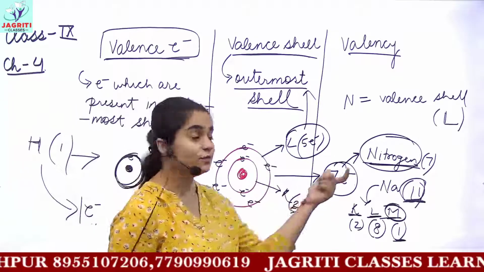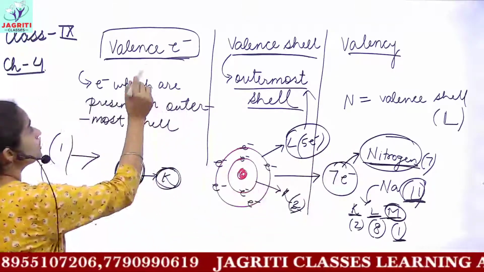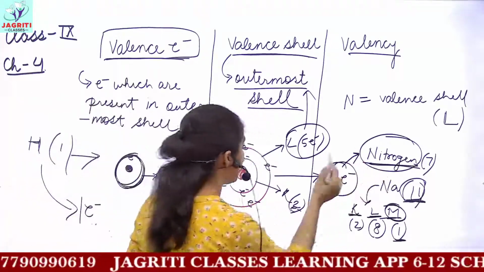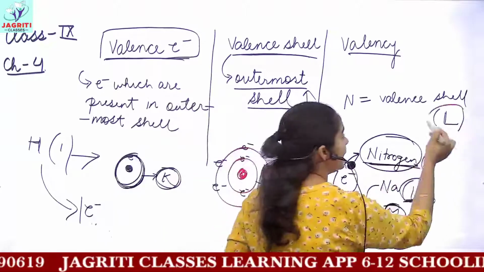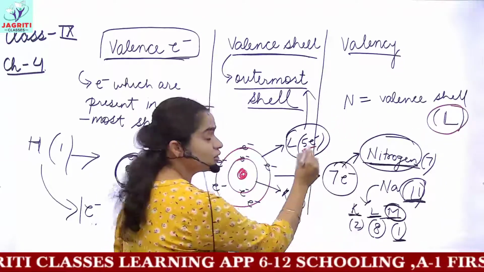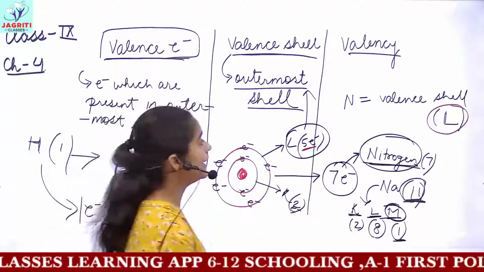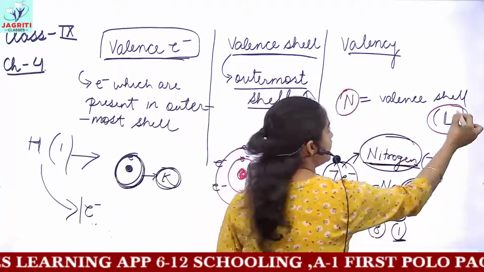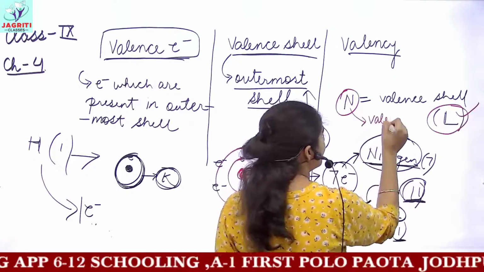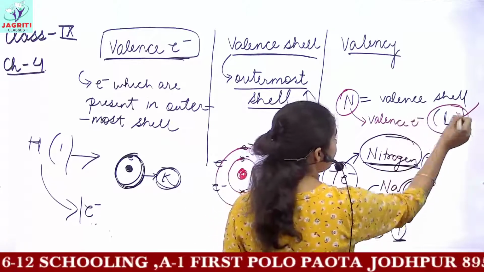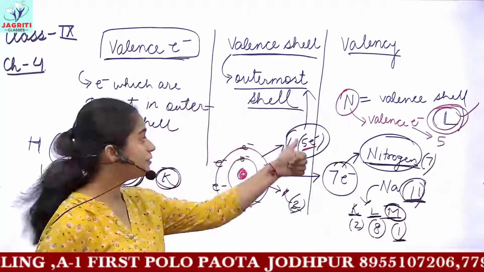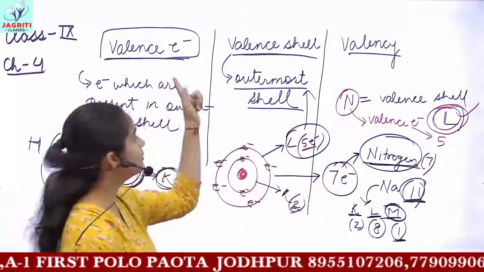Correct, because valence electron means electrons which are present in the valence shell itself. So for nitrogen, the valence shell is the L shell, and the electrons present in the L shell, 5 electrons, are present. How many valence electrons do you have in your valence shell? You have 5 electrons. So the number of valence electrons for nitrogen would be 5.